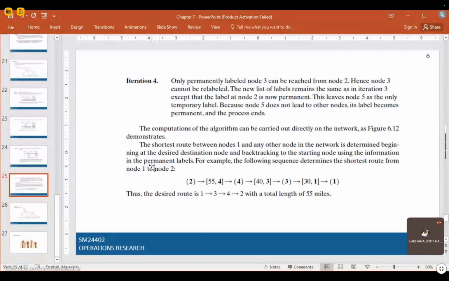So we will have this sequence. The desired route will be from 1 to 3 to 4 and to 5, and the total length will be 55 miles. So yeah, 1, 3, 1, 3, 4, and 2.